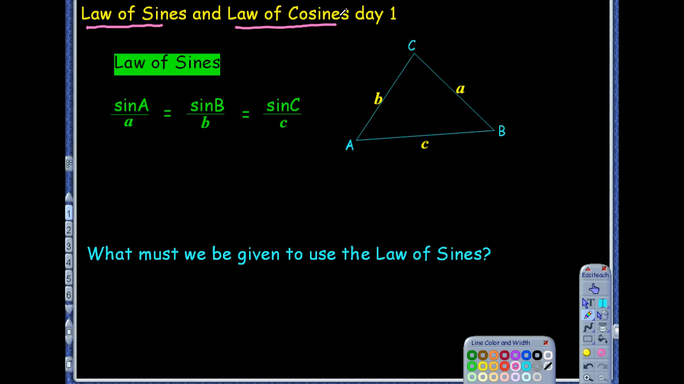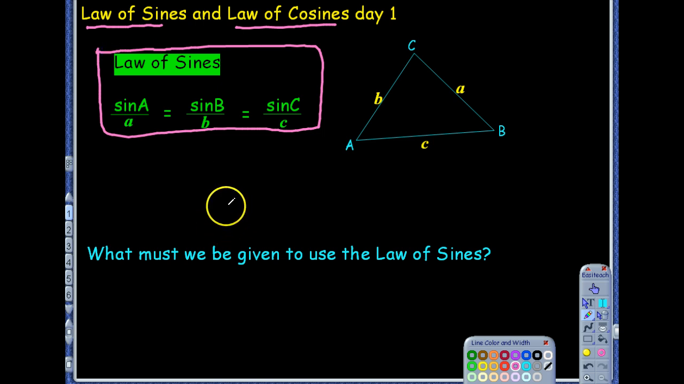Now, first thing to notice, and guys, we're just going to give you the laws. We're not going to have you explore them. There is a way to prove these laws, but we're just going to give them to you so you know what they are, and we're going to talk about using them. So the first one is the law of sines. The reason it's called the law of sines is because it only involves the sine ratio.